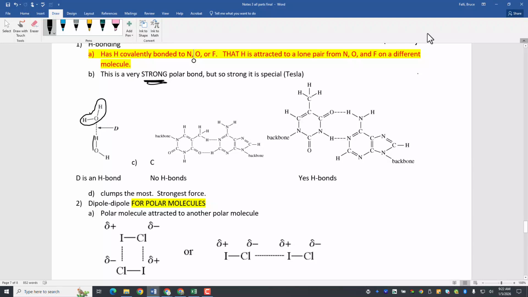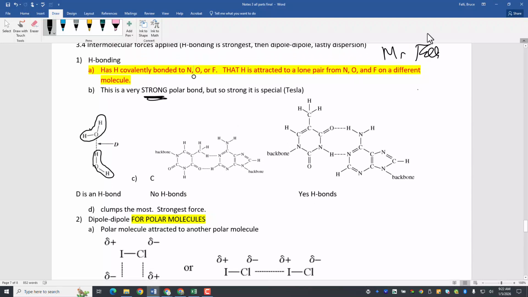Here's a molecule of water. Here's another molecule of water. Do you see how this is an intermolecular force because it's between those two? Do you see how H is covalently bonded to O? Hey, there's a covalent bond to O. And do you see how there would be a lone pair on oxygen? That's a hydrogen bond.